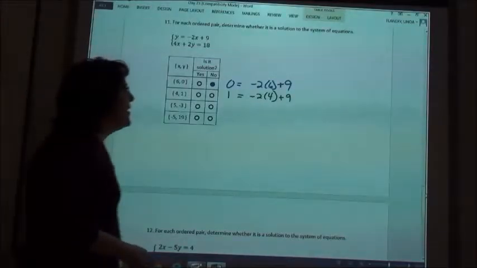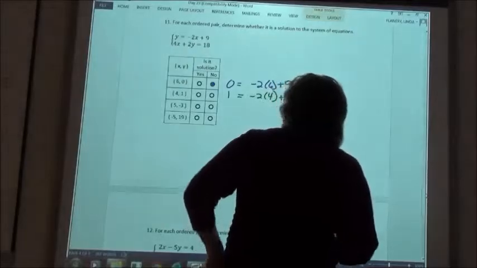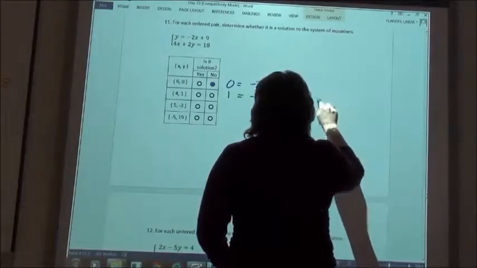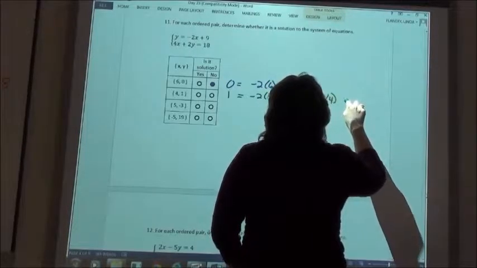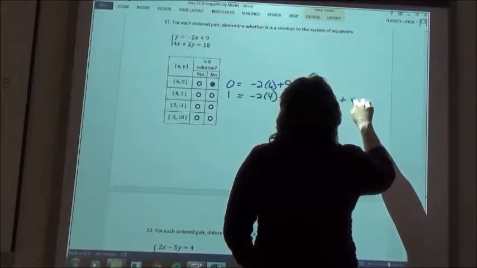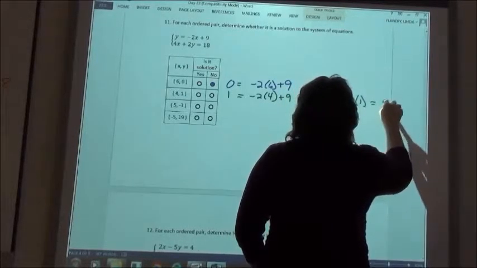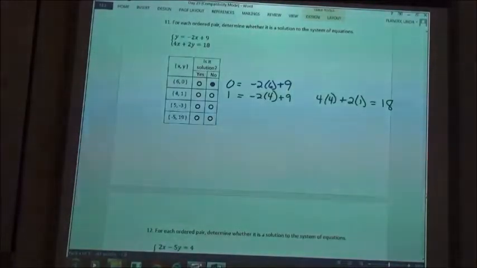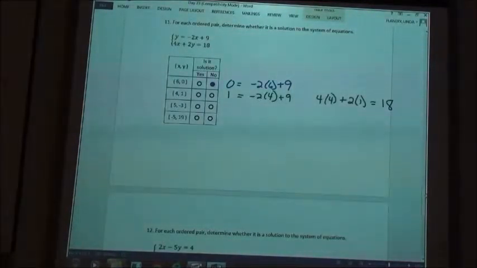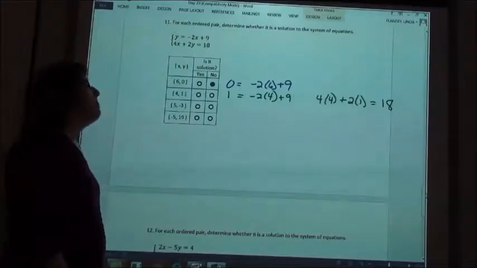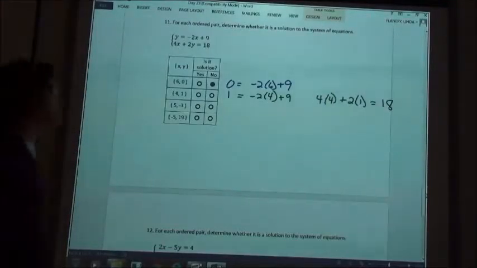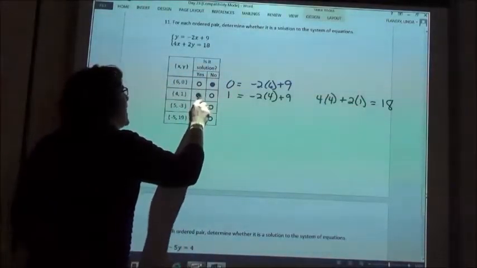So since it worked in that one, now we got to check the second line. So checking the second line, we would do what? 4 times 4 plus 2 times 1 has to equal 18. Oops, error. Try it again then. Equals 18. So we got a yes and we got another yes. We get to mark yes.